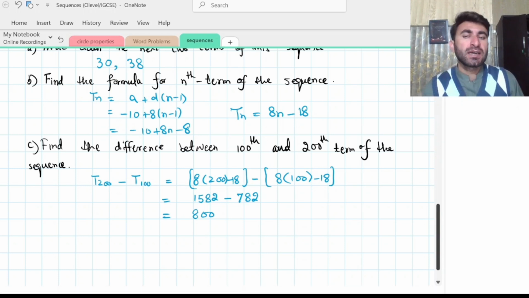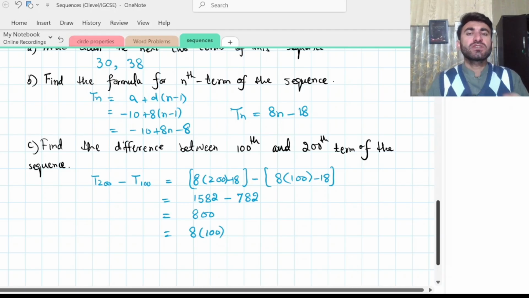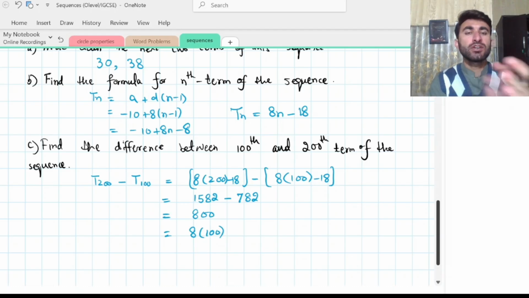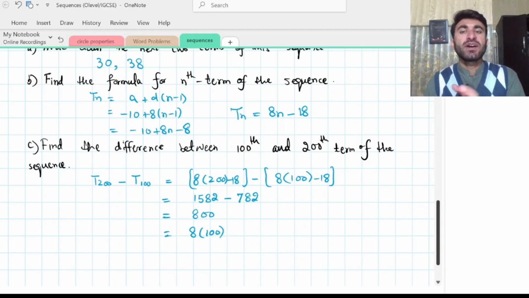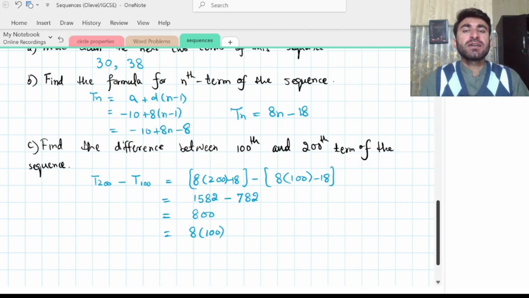So I can also write it as 8 times 100, and that is pretty much simple because the difference between the two terms 100 and 200 was 100, so it is directly multiplied with the common difference, which was 8 over here. So we can find it directly by taking the difference between the term numbers and multiplying it with the common difference. So that shall be the difference between the two terms.